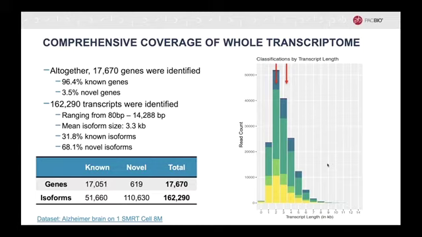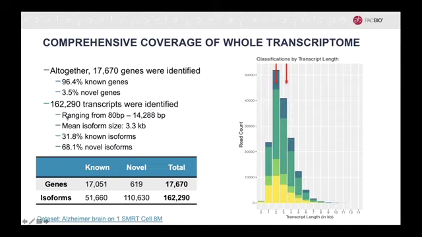So going back to the Alzheimer's brain sample, what we found is that altogether over 7,000 different genes were identified. 96% of these were known genes, and over 3% were novel. And this translated into over 160,000 different transcripts. The transcript sizes range from 80 base pairs to over 14 kb. The mean size was 3.3 kb. But again, here you see that most of the transcripts do fall within the 2 kb range.